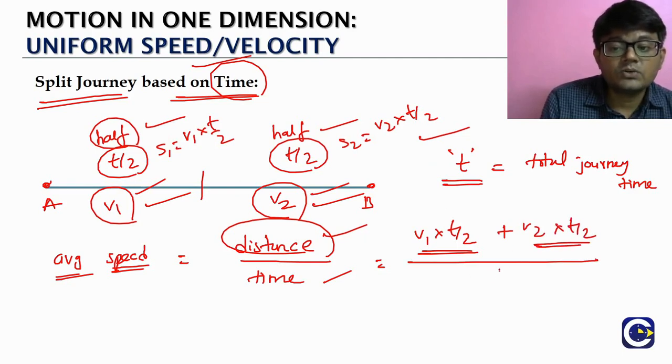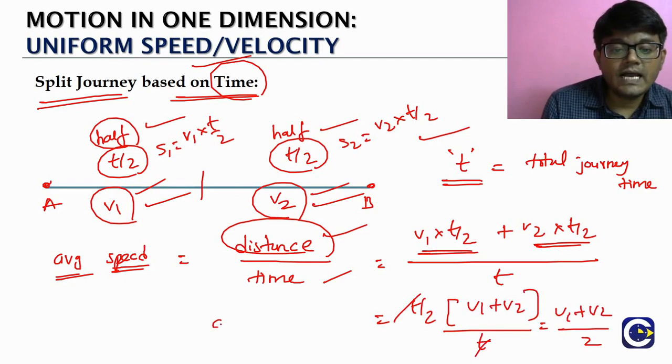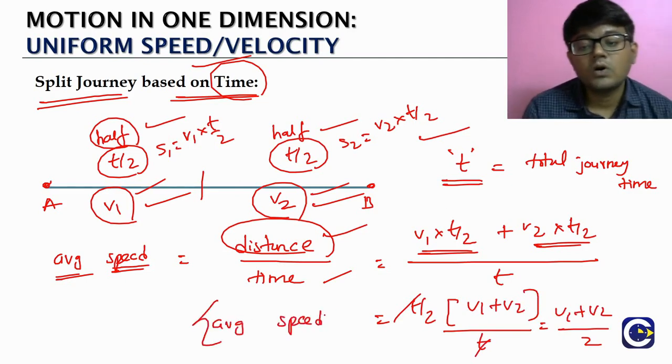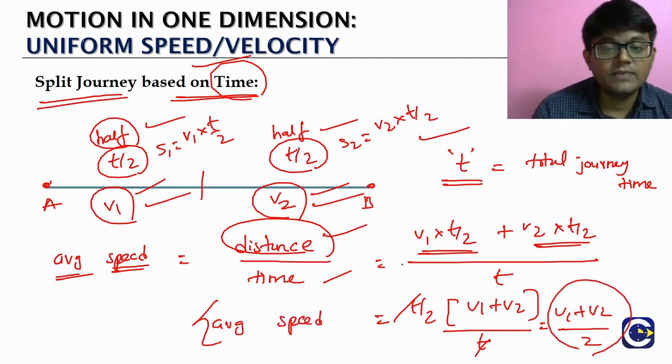Now divide this by the total time taken, which is t. You can see here in the numerator we can take t by 2 common out. What we have is v1 plus v2. Denominator is t. The t gets cancelled. So what do we have finally? The average speed for the entire journey will be equal to v1 plus v2 by 2. This is a very standard formula that we can remember.